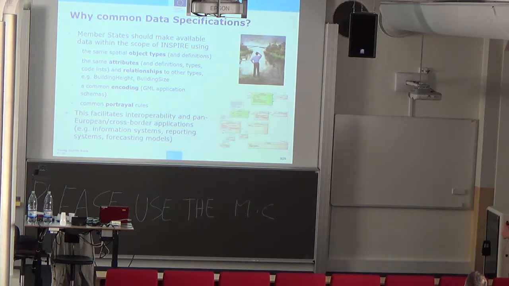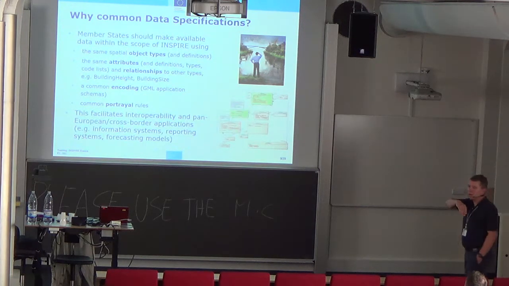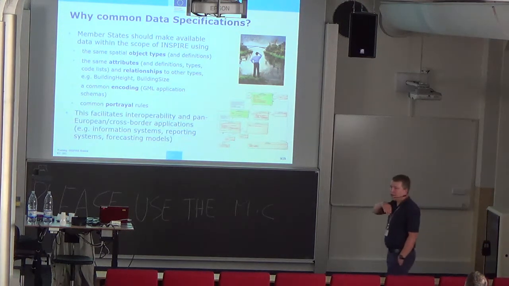So it is very important that we are all using the same spatial object types together with the definitions of those spatial object types. It's important that we are using the same attributes also, together with definitions, types and code lists, and also relationships to other types. For example, building height, building size. In different countries there are different standards. What does building height actually mean? From which point to which point are we measuring this building height, and so on and so on.